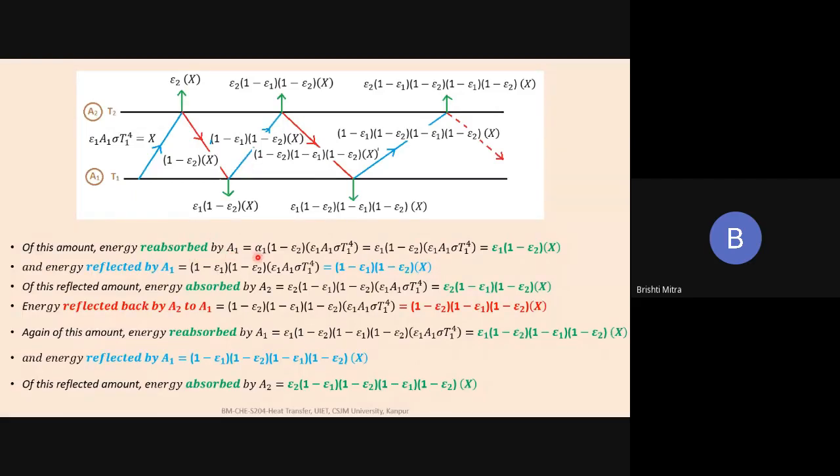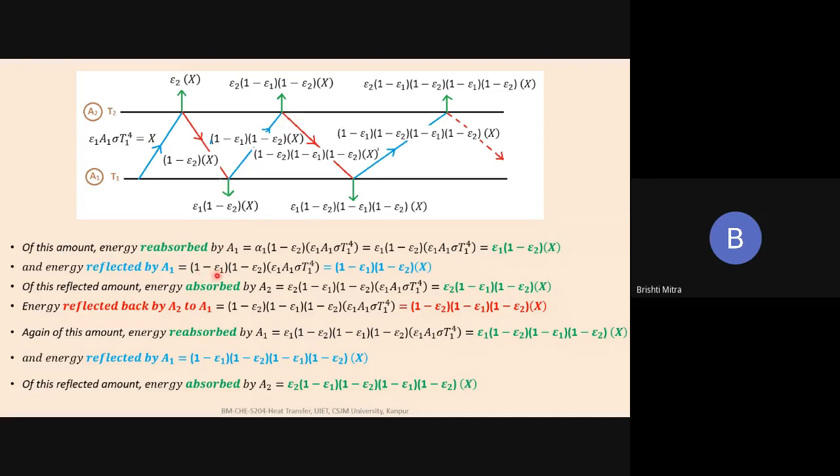So how much is absorbed? Energy absorbed by A1 is equal to this amount of energy that is coming out here multiplied by the absorptivity of plate 1, which is again equal to the emissivity according to Kirchhoff's law. So this becomes epsilon 1, 1 minus epsilon 2 into x, x being epsilon 1 A1 sigma T1 to the power 4. Again, whatever is falling, part of it is absorbed and part of it is reflected. If epsilon 1 amount is absorbed, 1 minus epsilon 1 part is reflected.